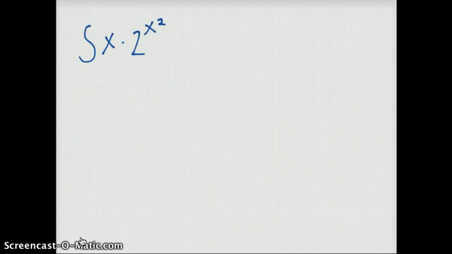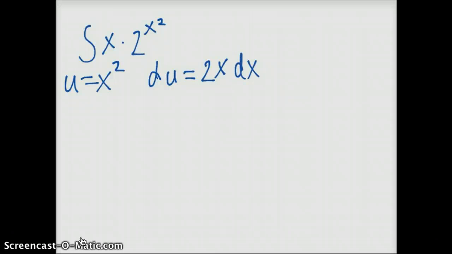In this problem, u is x squared, and that makes du 2x dx. Since there's already an x inside of the function, you just need to multiply by 2 to balance, and then by 1/2 on the outside, and then you get 1/2 times the integral of a to the u du.